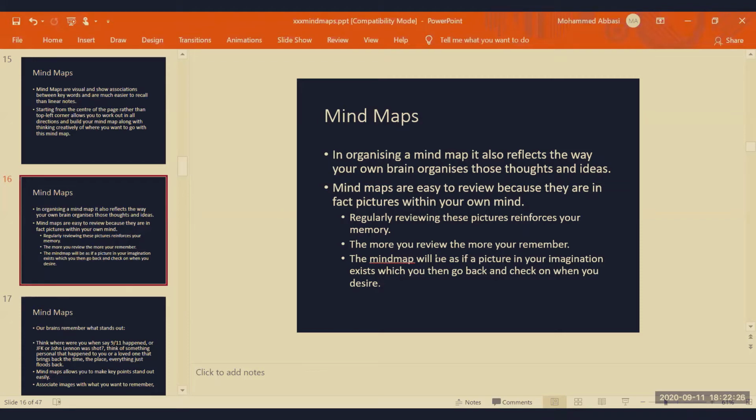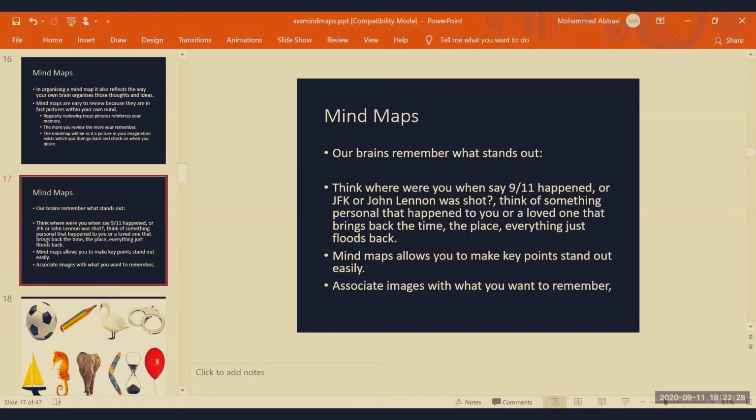Now, our brains remember what stands out. For example, today is 9/11. A lot of us remember where we were on 9/11. Others might remember, for example, when John F. Kennedy, because those are emotional images that remain with us.